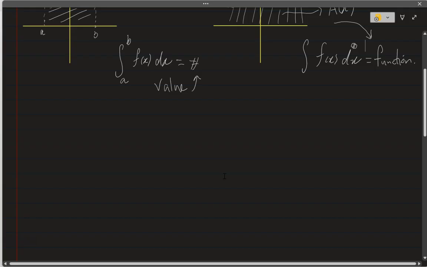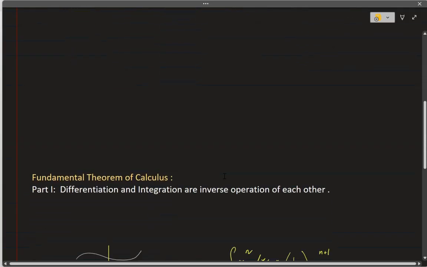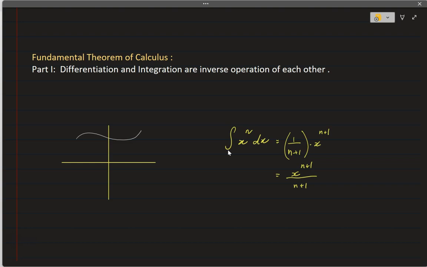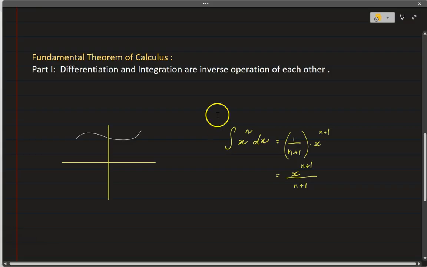The second thing that I have to talk about is the fundamental theorem of calculus, which has two parts. We're going to go through each part so that you understand that clearly, and then we're going to do some examples based on the second part of the fundamental theorem of calculus. We call it FTC, by the way, in math.